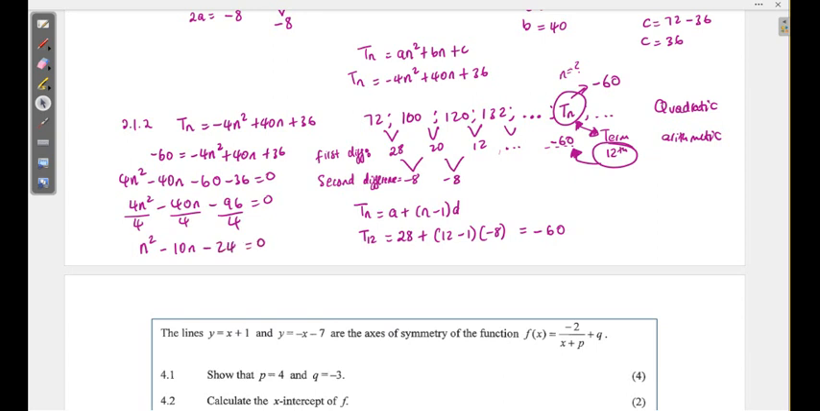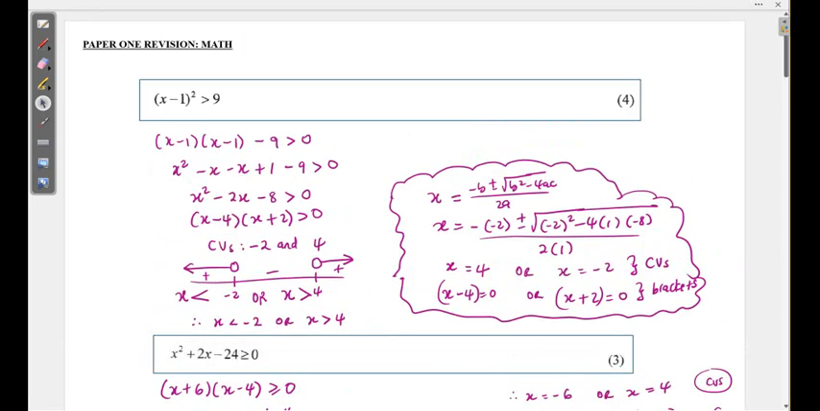You can use the quadratic formula when you are here, or you can simply try to factorize. You have n, 12 and 2, then negative 12 plus 2, equal to 0. So your n will either be negative 2 or your n will be 12. But remember, the position cannot be negative, so therefore n will be 12. So it means this negative 60 is at position 12 in the quadratic. So that is what is happening there.